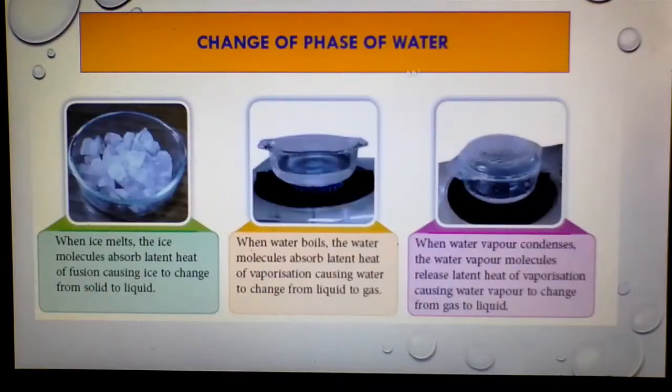Okay, now about change of phase of water. When ice melts, ice molecules absorb latent heat of fusion, causing ice to change from solid to liquid. No change in temperature, at the melting point. When water boils, the water molecules absorb latent heat of vaporization, causing water to change from liquid to gas. When water vapor condenses, the water vapor molecules release latent heat of vaporization, causing water vapor to change from gas to liquid. So this is one example that shows how change of phase of water occurs.